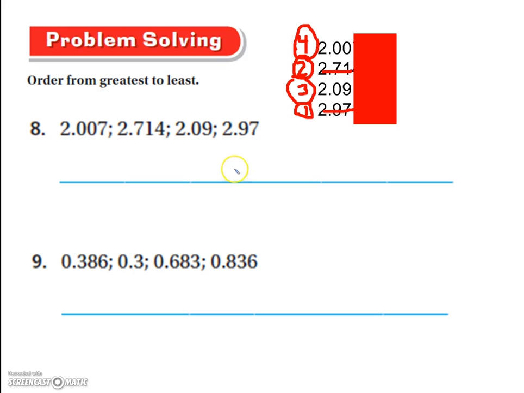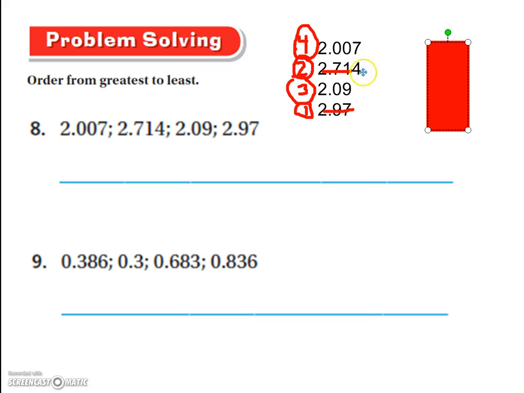So then I would just rewrite these accordingly, in order: 2.97, 2.714, 2.09, and then 2.007. And these other digits ended up not mattering, so I can ignore them.